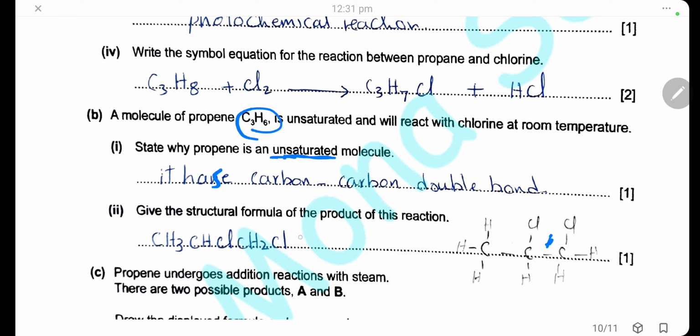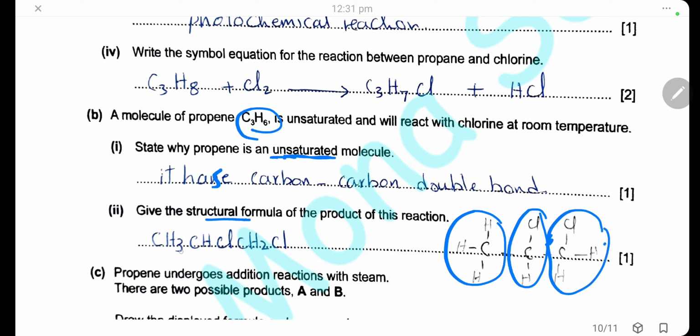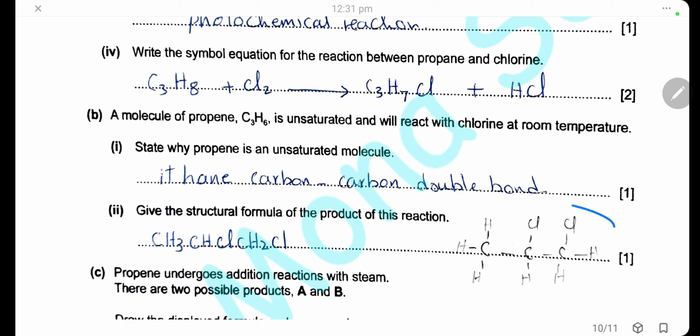That means the structural formula will be CH3, CHCl, CH2Cl. So the structural formula will be CH3, CHCl, CH2Cl. This is the structural formula, and remember that the other one is called the displayed formula. This one is called the structural formula.